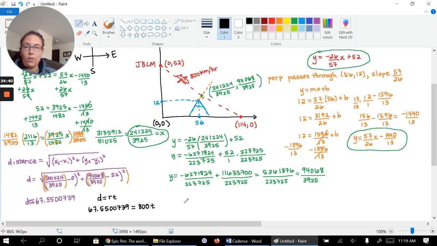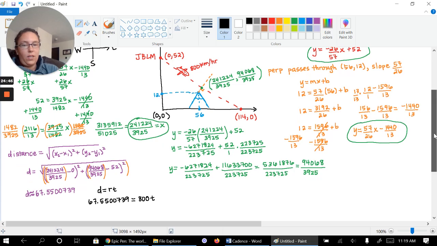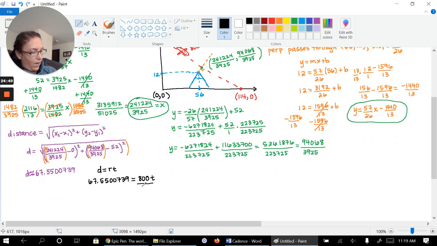So the time is the thing we don't know, and the time is the thing that we need to know in order to answer the question. So what we're going to do is divide both sides of this equation by 800. Okay. So I'm going to type that into my calculator, divide by 800, and I get this answer, 0.0844375924. So again, that's going to be an approximate answer. And remember that the speed was given to us in kilometers per hour. So this answer that I'm getting for t is in hours.